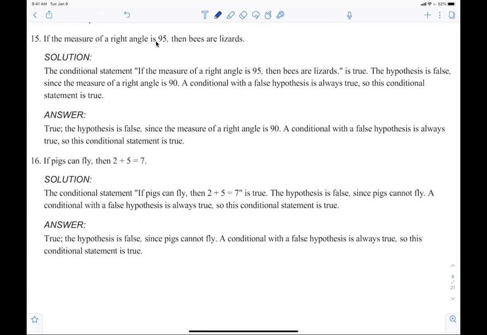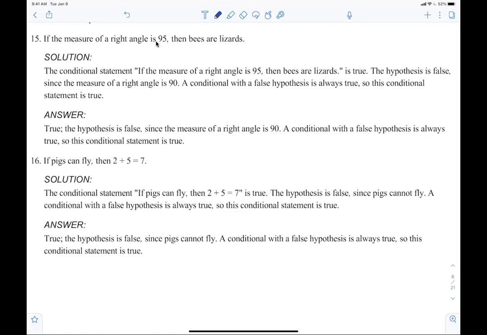I've looked it up every single year, and it made no sense. Someone else made up the rules. Trust me, the rules are important for logic. I wish we were spending more time on logic, but we are not. So I'm going to try to explain exactly what their thinking is. It says, if the measure of a right angle is 95, then bees are lizards.